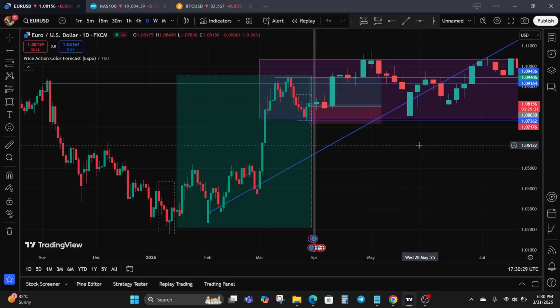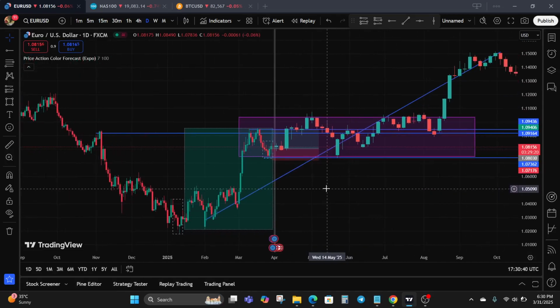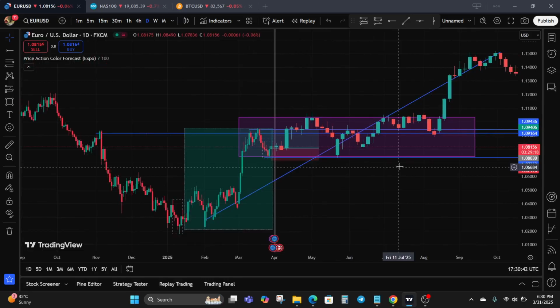So the Price Action Color Forecast indicator is quite an effective TradingView tool. It's an interesting one that simplifies price action analysis. If you're looking for a color-coded system to help predict market moves, then this indicator is worth trying.